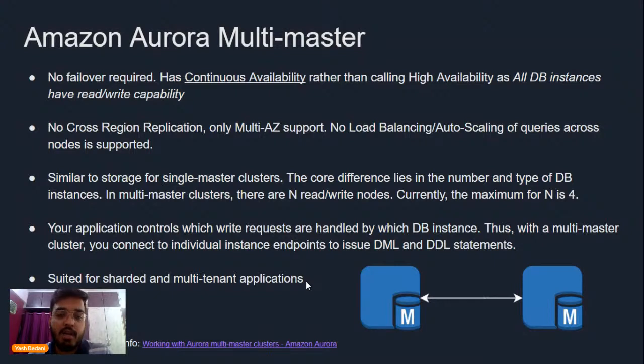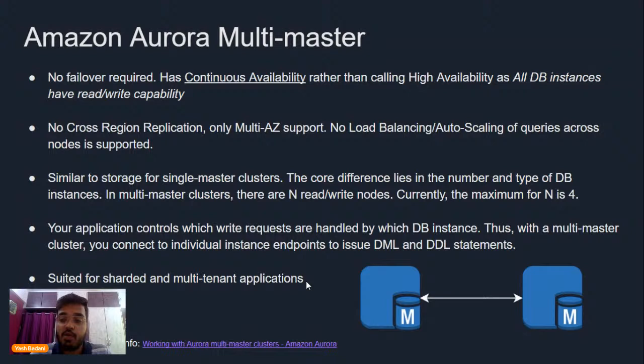The caveat number one is there is no cross-region replication here. And you only have multi-AZ support. There is no auto scaling of the queries across read replicas because there is no concept of read replicas here, right? Because all the instances are master instances. So this is similar to single master clusters, and the difference lies in how many master instances you have, right? And let's say you have 4 instances, then you will have replication within those 4 instances, and that's the maximum number of nodes that you can have within your cluster.